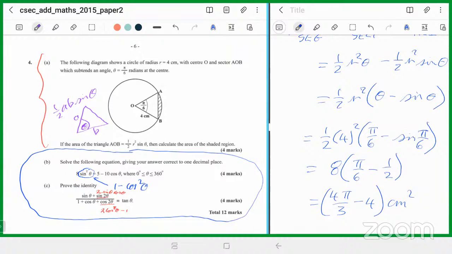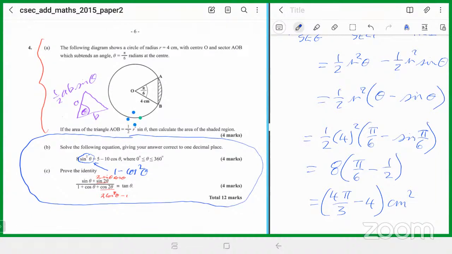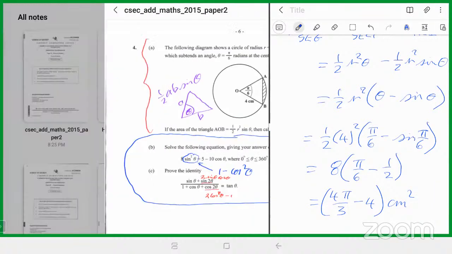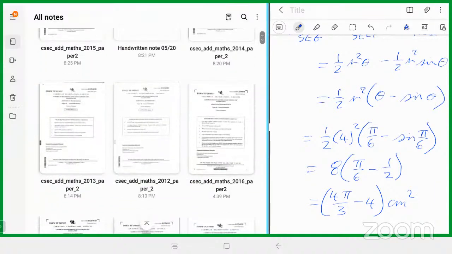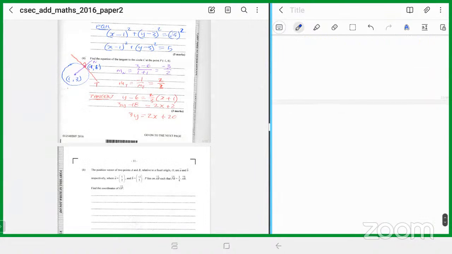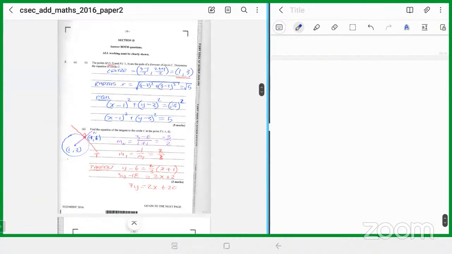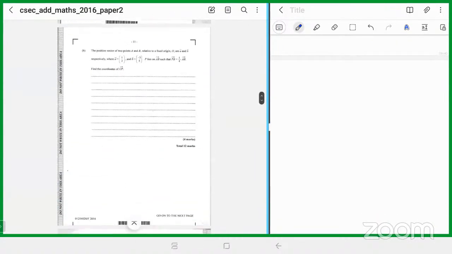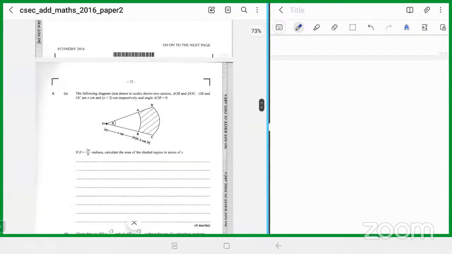So we see that these questions are super, super easy. Let's look at 2016. See what they said in 2016 right here. Let's see if they put any sugar in any of these questions. 2016. They are very basic. All right, let's look at this one.